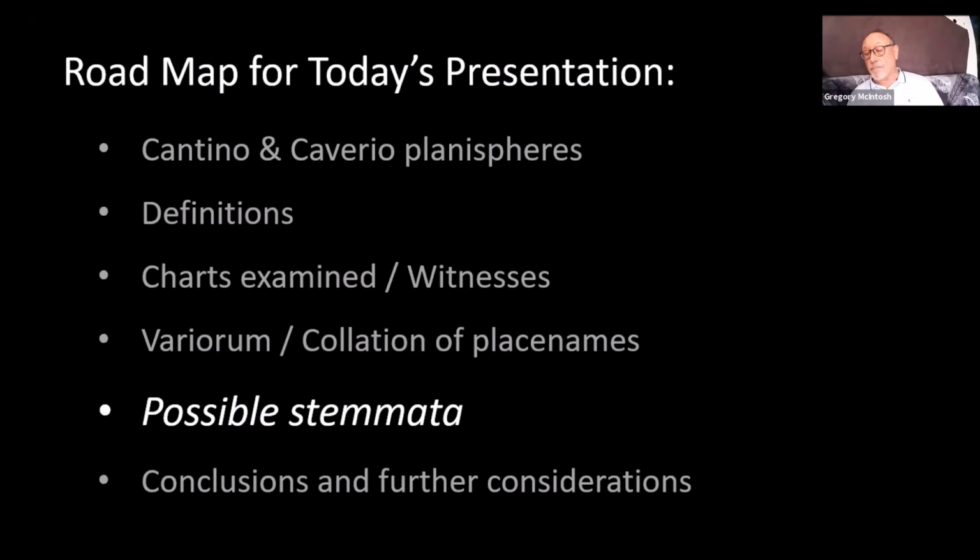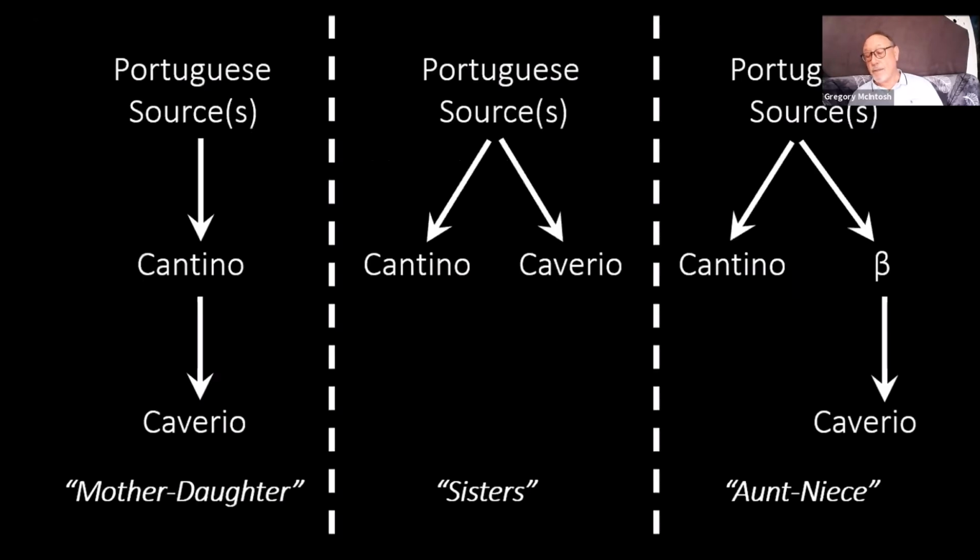I'd like to show now some possible ways of considering the relationships, that is the stemmata or family trees of the charts, particularly the Cantino and Carvalho planispheres. The simplest possible relationships between the Cantino and Carvalho planispheres would be something like these. The relationship might be that of mother-daughter, or sisters, or aunt and niece. Of course, if the Carvalho planisphere was derived from the Cantino, additional documentary sources, such as a chart of Brazil from after 1502, would have to be accepted.